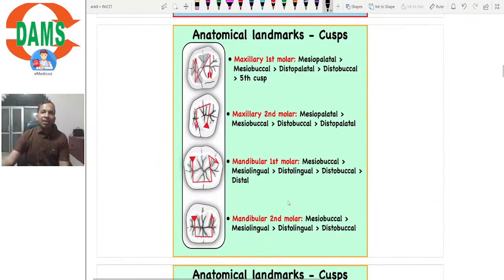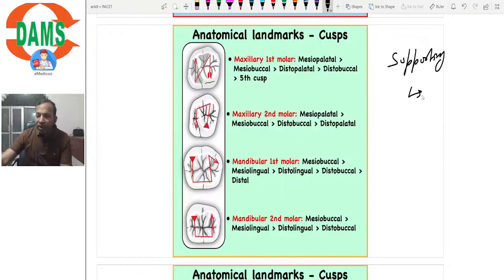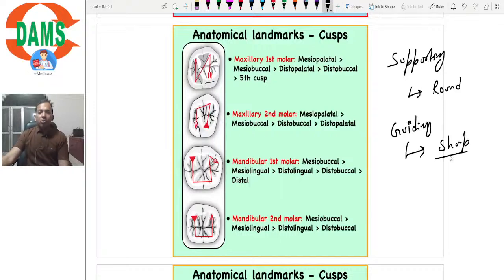अब यहाँ पर कुछ कंपैरेटिव, क्योंकि कस्प पे कई बार सवाल पूछ लेते हैं, साइज ऑफ द कस्प एंड which cusp would be sharper. So always remember that the supporting cusp is round and guiding cusp is sharp. ठीक है. तो मैक्सिला में तो शार्प, गाइडिंग कस्प कौन से हैं? बकल. सो बकल कस्प्स आर शार्पर एज कंपेयर टू द पैलेटल कस्प. मैंडिबल में बकल कस्प्स आर supporting and lingual cusps are guiding. So lingual cusps are sharper as compared to the buccal.